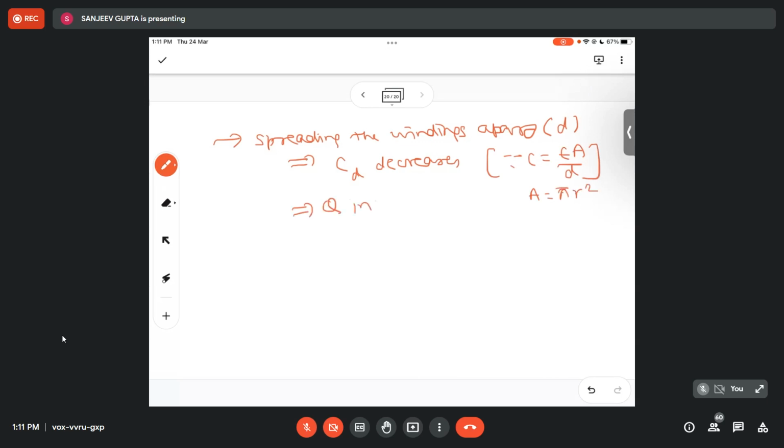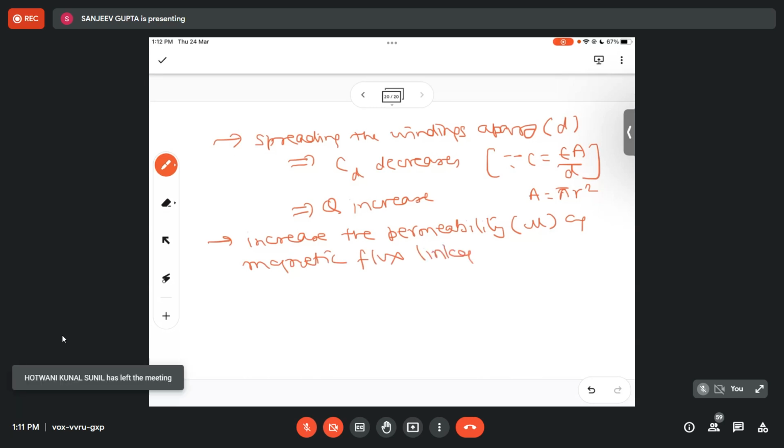So either you have to decrease the R or decrease the C, which are parasitic, or sometimes because we want to increase the flux linkage, so increase the permeability, because here we talk about the permeability mu of magnetic flux linkage. Typically we use, say, air core between the windings. That means no material there.